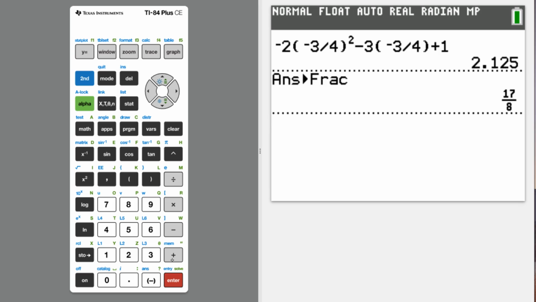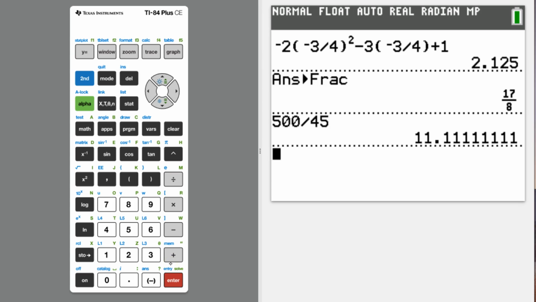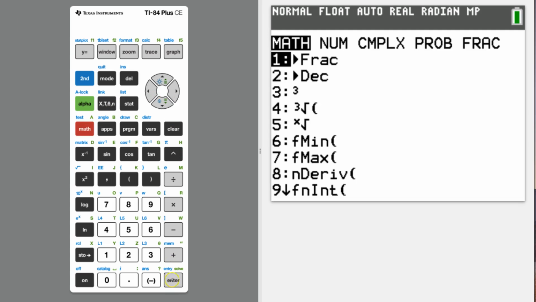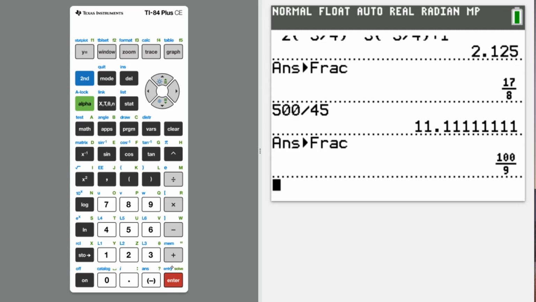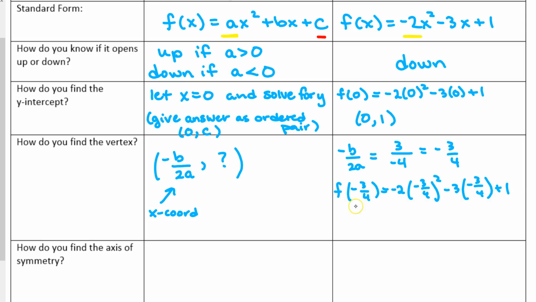So this is also handy if you had a fraction that you needed to reduce. Like let's say we had 500 over 45, and you wanted to reduce that. You can type it in, then press math, change to fraction, enter, and it reduces the fraction for you. So using that fraction button can really save you a little bit of time. Okay, so we got the y-coordinate to be 17/8. So that means that the vertex is the point negative 3/4, comma 17/8.